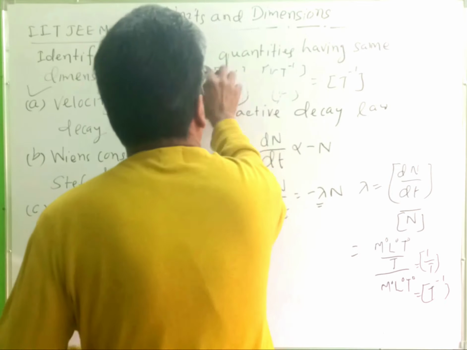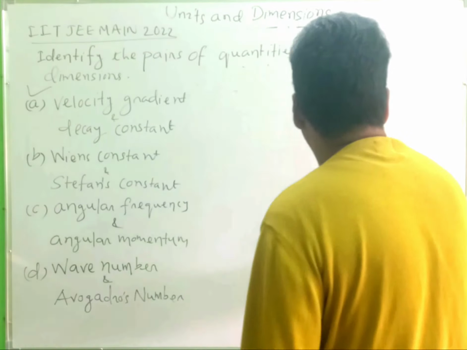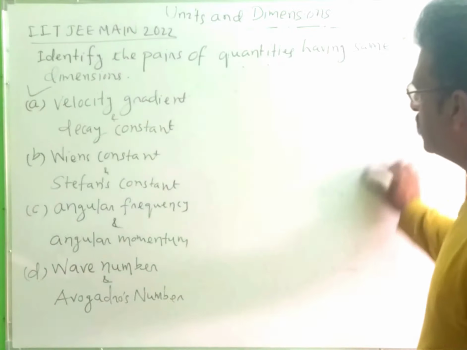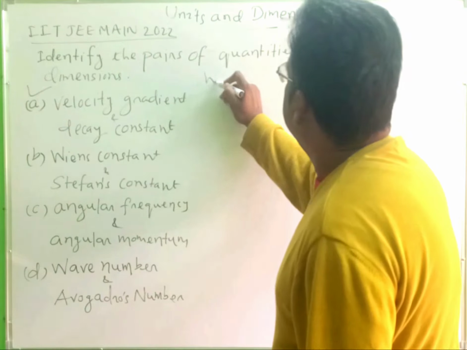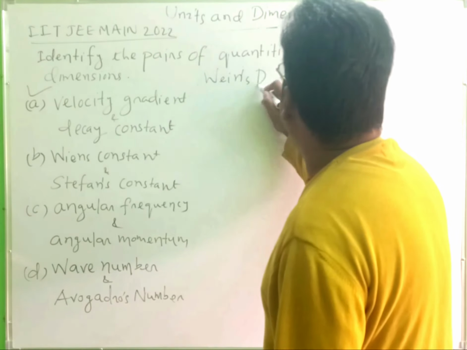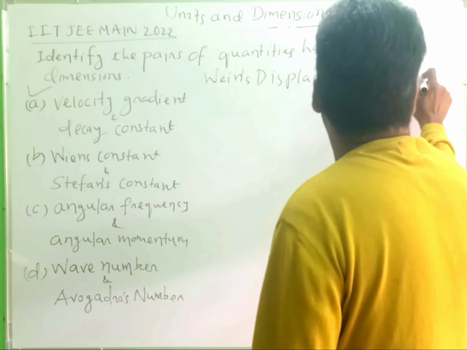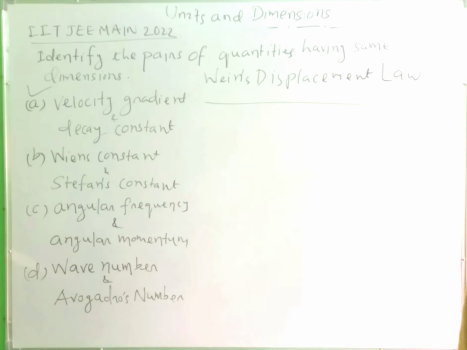Next, let us verify the other three options, students. In option B, the first physical quantity given is Wien's constant. Wien's constant can be learned from, student, Wien's displacement law. This law states that the peak wavelength of radiation emission is inversely proportional to the temperature of the black body.